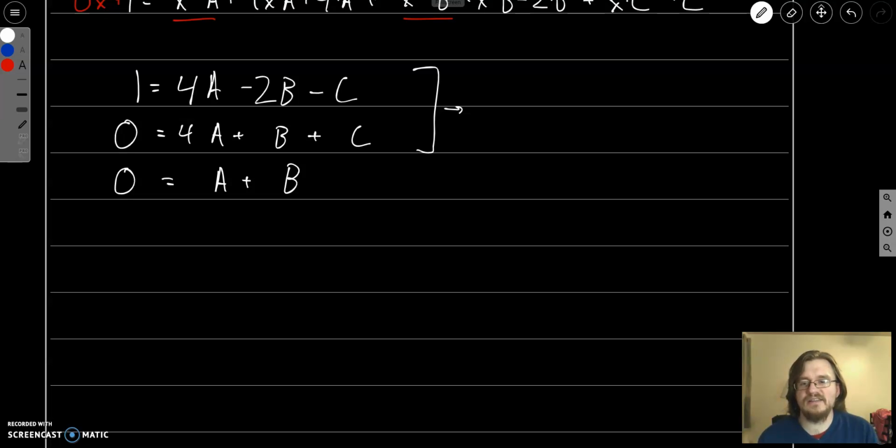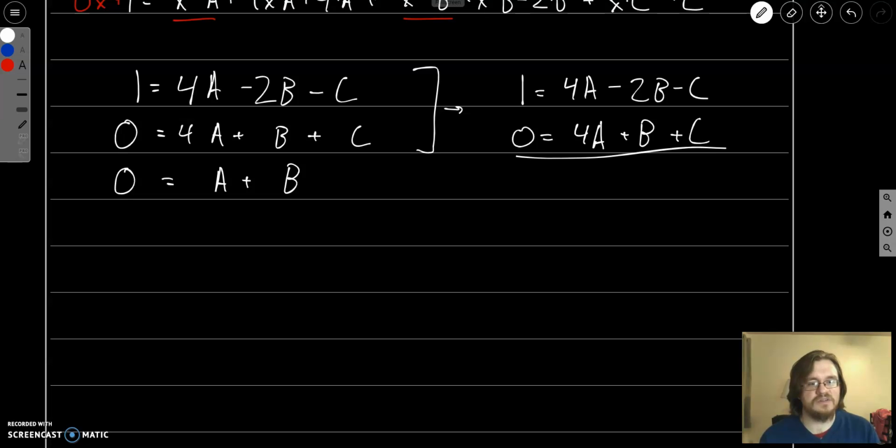So the negative c and the plus c will cancel when I add them together. Negative 2b and b, oh, that adds up to negative b. 4a and 4a, that adds up to 8a. And 1 plus 0 is 1. So now I have this equation, which is a plus b is equal to 0.